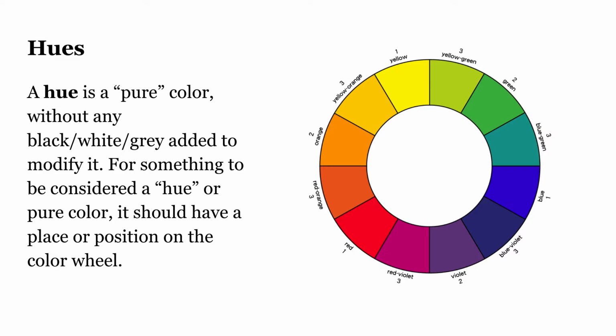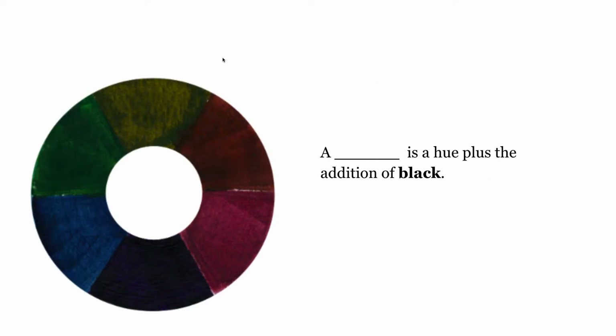That is a hue. So again, a hue is a pure color without any black, white, or gray added to modify it. For something to be considered a hue or a pure color, it should have a place or a position on the color wheel. So that's why we have our yellow, yellow-green, green. All of those are pure hues, as opposed to a blank, which is a hue plus the addition of black. Shade? Did you hear that again? Or who said it?